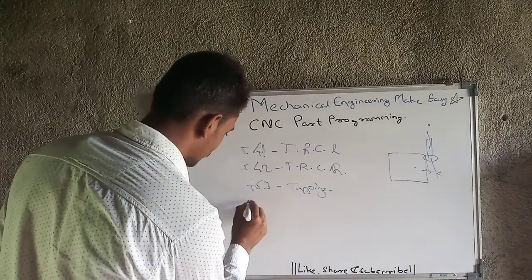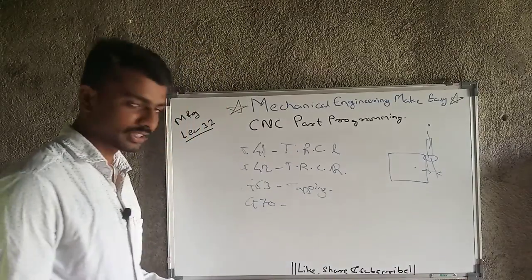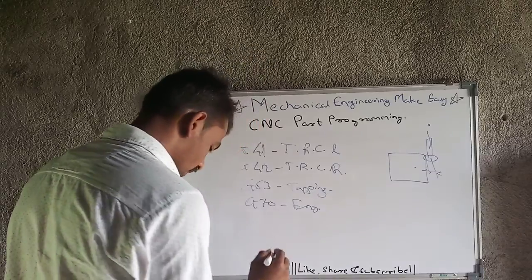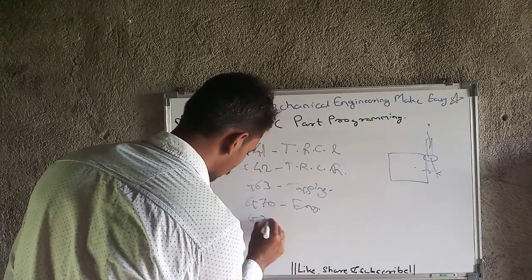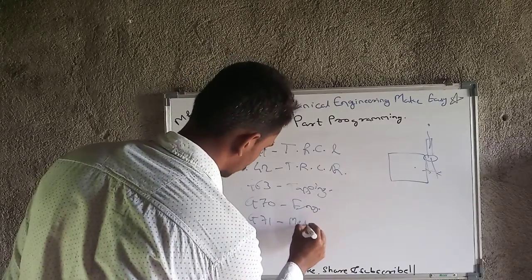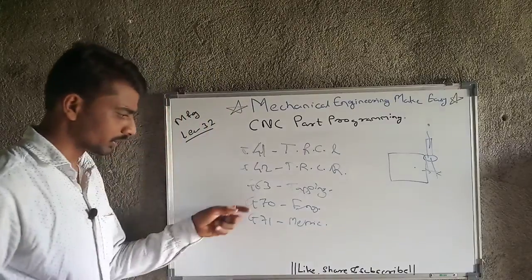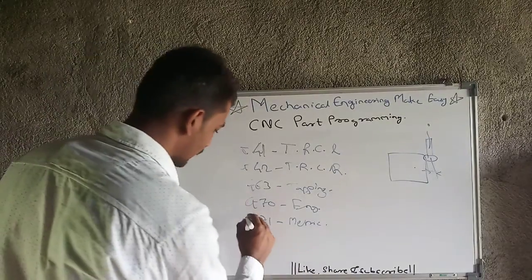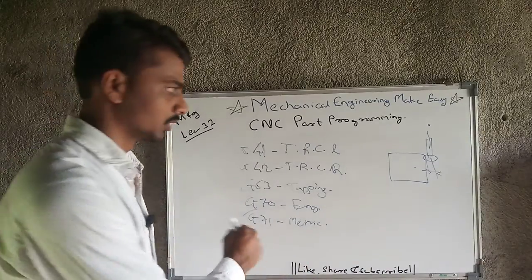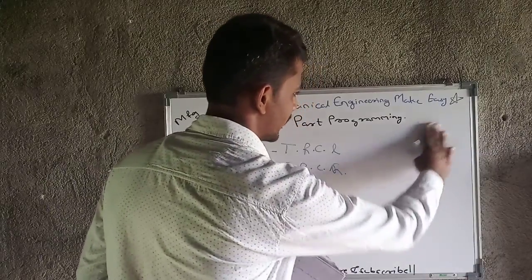Then G70. What is G70? G70 is used for English programming. Then G71 is used for metric programming. These two are also important, and probably 99% of the time we use metric programming, so we have to use G71.